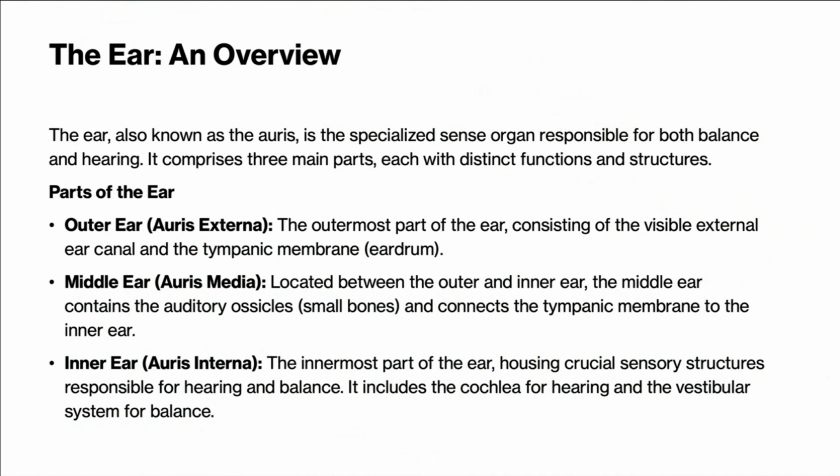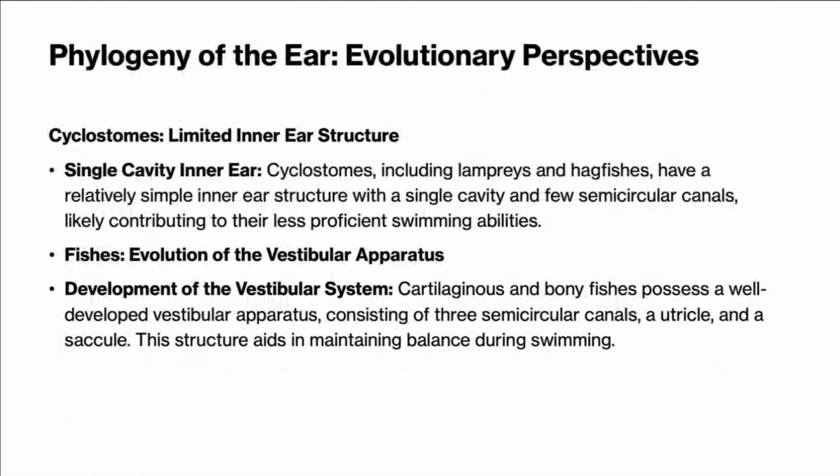Then we have the innermost area, which is the inner ear, and this basically houses crucial sensory structures that are important for hearing and balance. It includes the cochlea for hearing and the vestibular system for balance. So, the phylogeny of the ear.